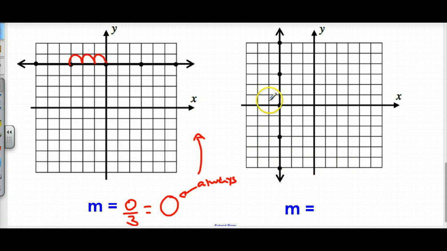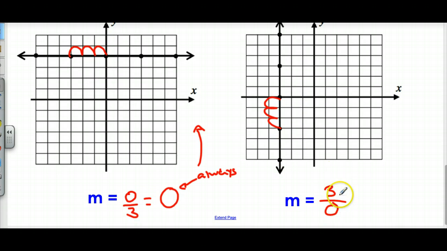Now vertical is a little different. It's all rise. So if you look at this one, I go up 3, 1, 2, 3. So my slope is up 3. And it's over nothing. It doesn't even go over, so it's 3 over 0. Now what you need to do is put this in your calculator to see what this equals, and if you put it in, it will say undefined.